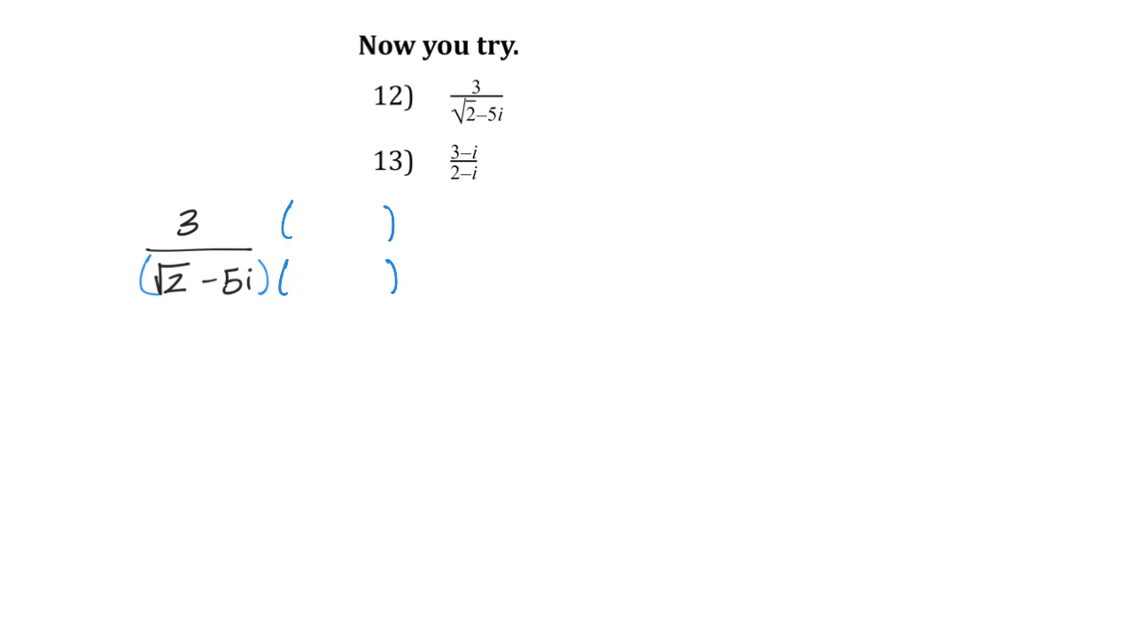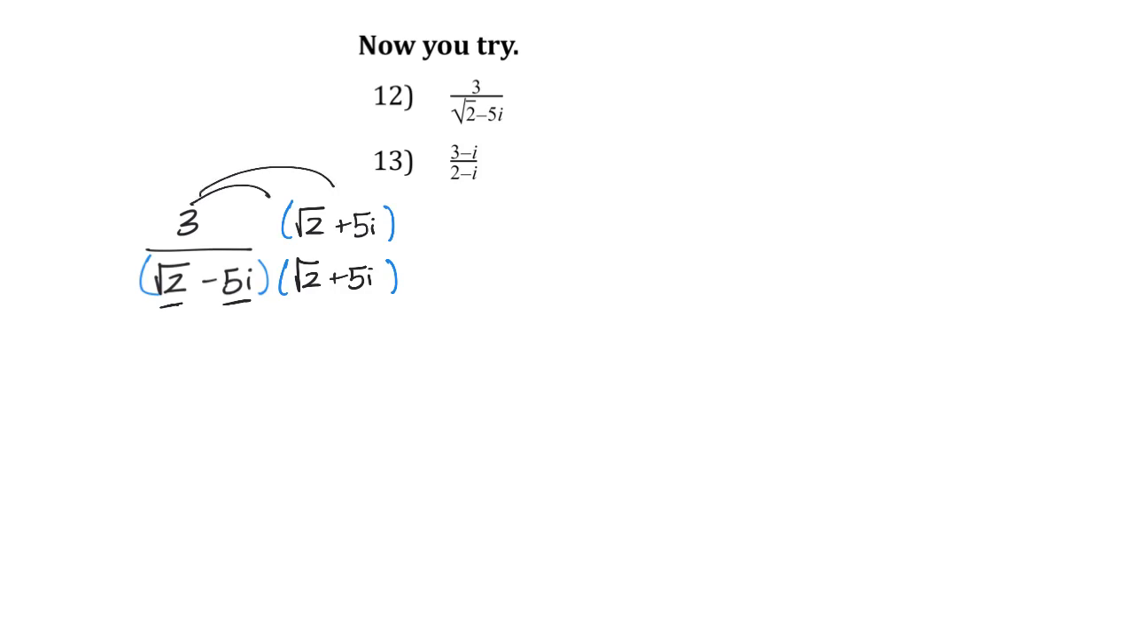I'm going to use, again, what's called the conjugate. So I'm going to keep these same two values. This is a minus. I'm going to make it a plus. So same numbers, opposite operation. Let's go through and distribute.